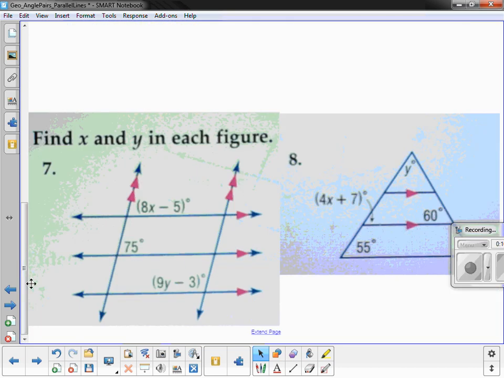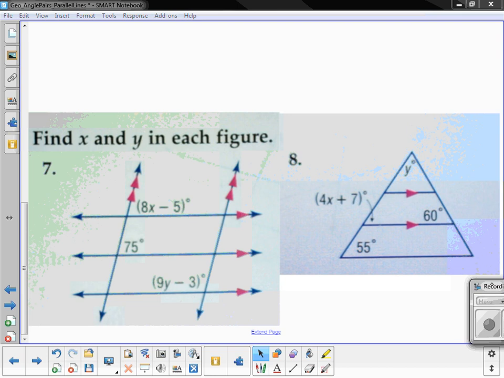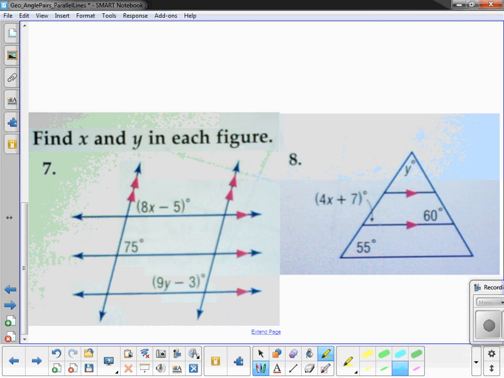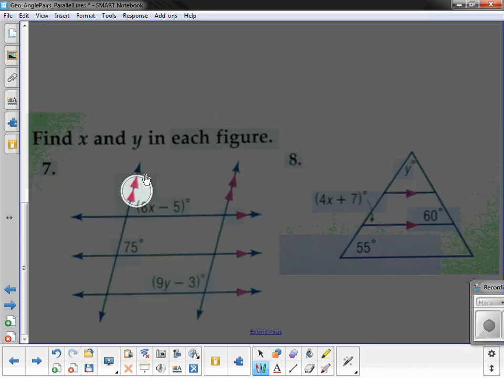So here it says find the value of x and y. So what number goes in for x and y to make these things true? And we're given these two funky little figures. Figure 8 looks like a triangle with some parallel lines in it. Figure 7 has multiple parallel lines in it. Now, they got some neat information in here I think I need to point out. That's this right here. Okay, take a look there.